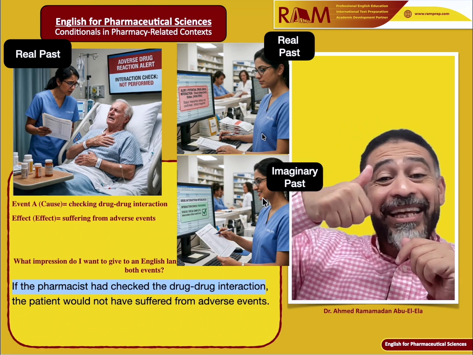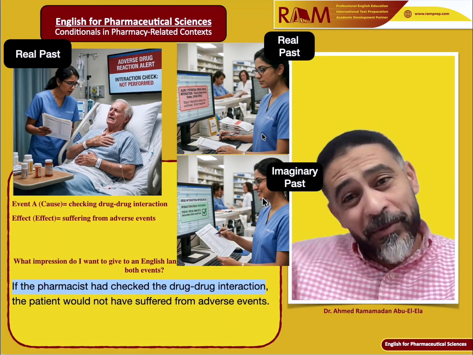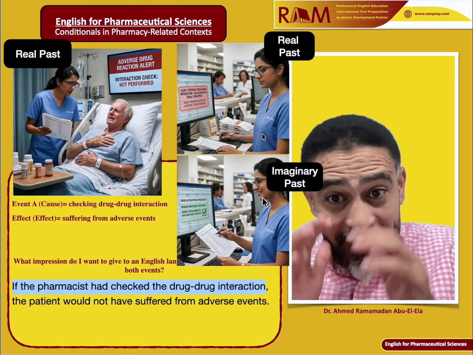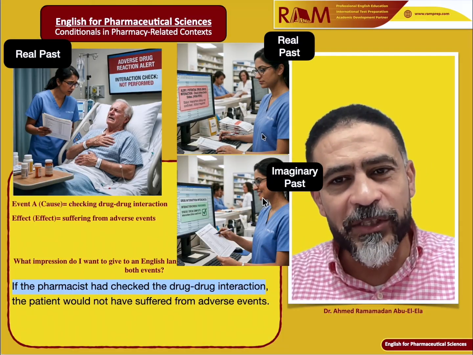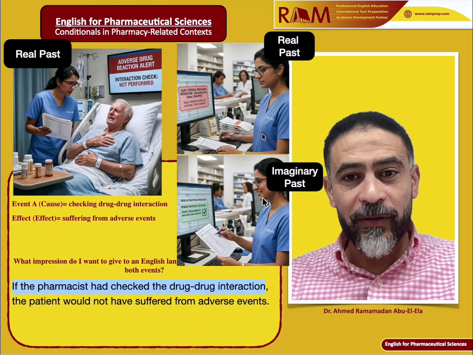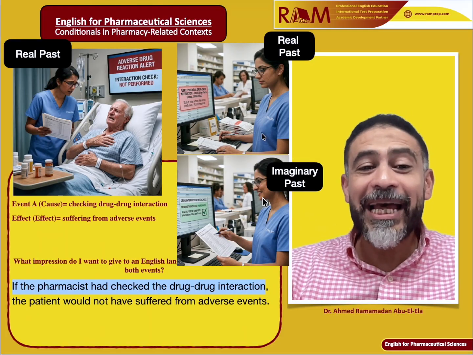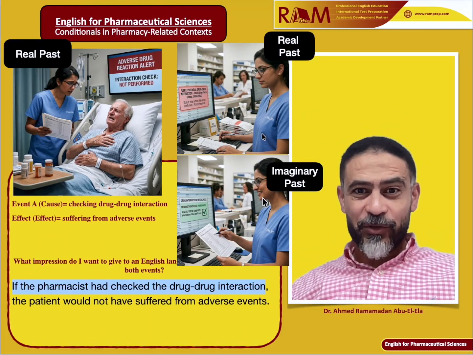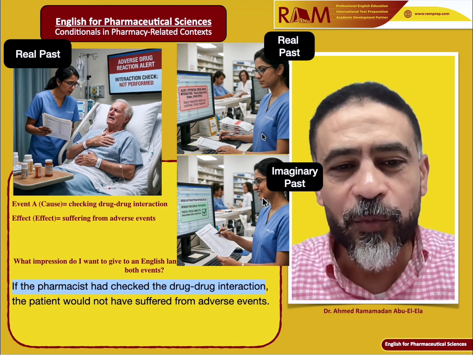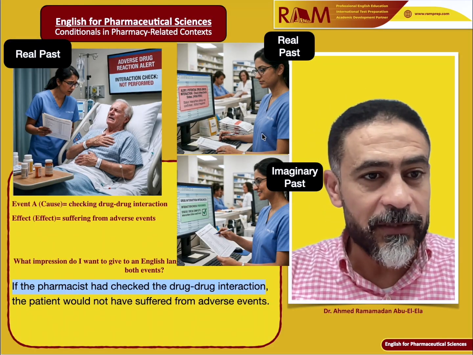فانا بتخيل ان هي she checked الدراج interaction. فبقول ايه؟ التخيل اللي بيحصل في الماضي ده بيخليني استخدم ايه؟ الباست بيرفكت. the native speakers use the past perfect in order to express unreal, imaginary past. Okay. فبيقول ايه؟ if the pharmacist had checked the drug interaction. ايه بقى اللي كان هيترتب على كده؟ the patient wouldn't have suffered from adverse events.